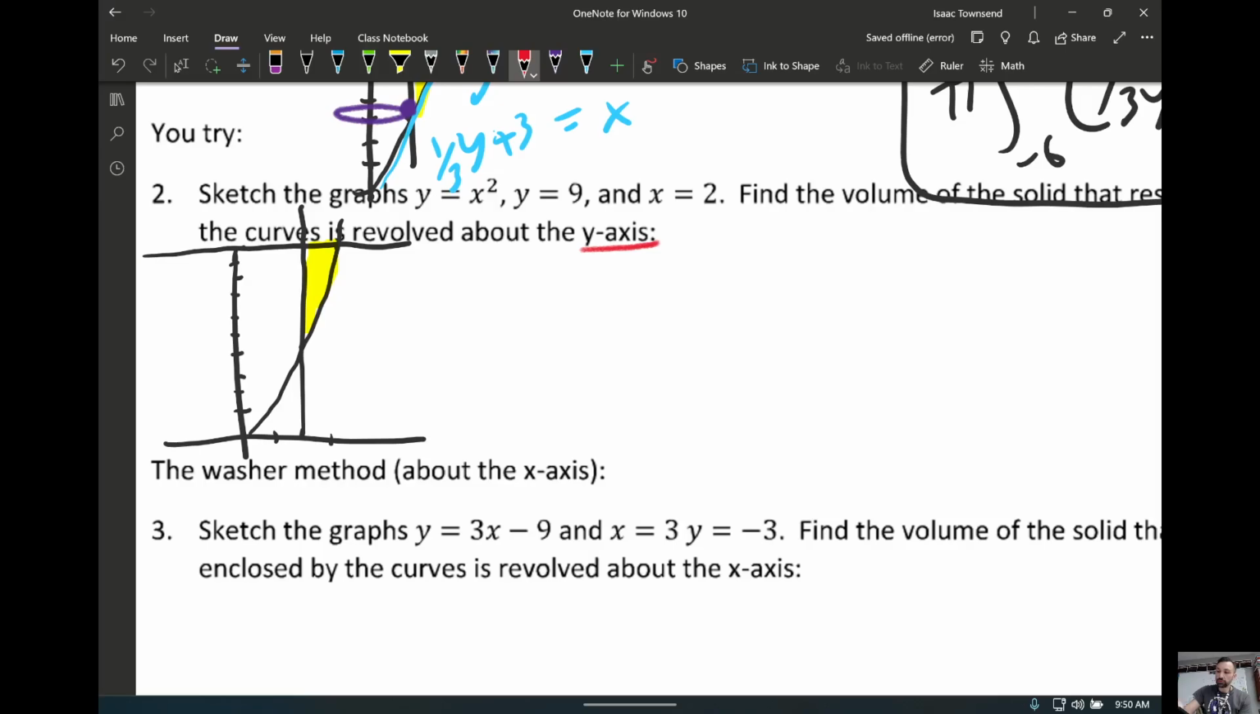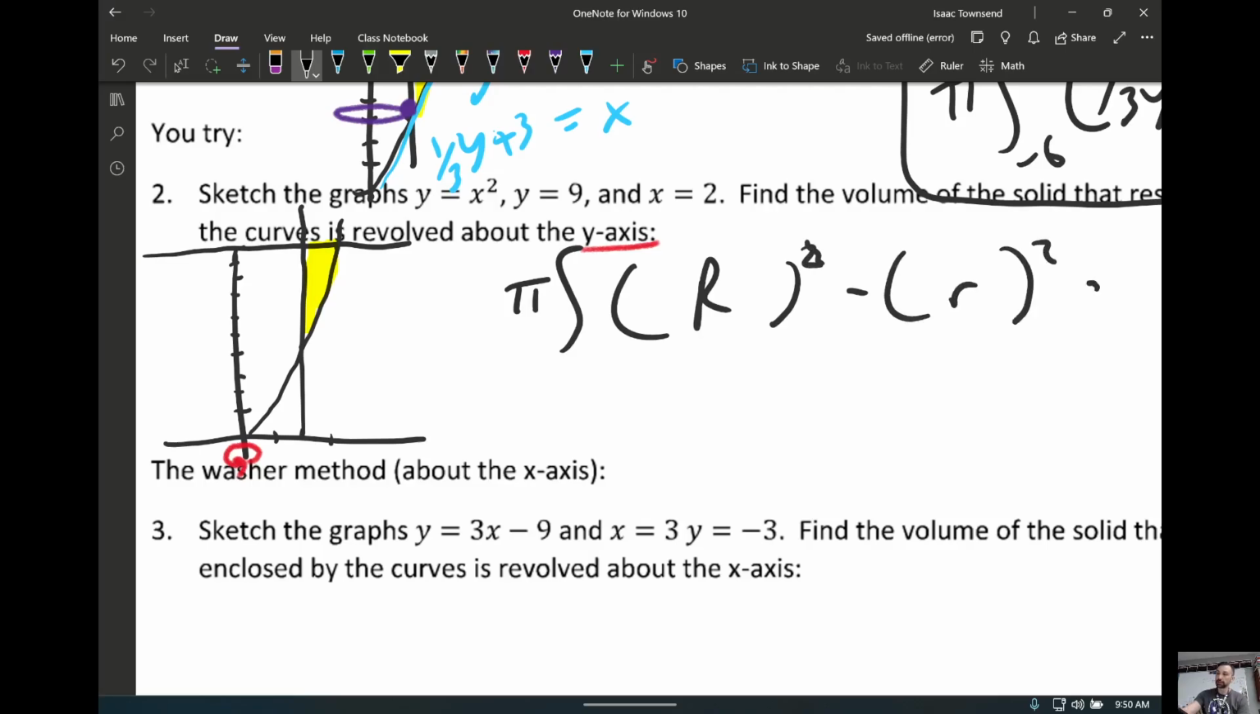But you should have tried to rotate this around the y-axis. So I'm just going to do the condensed form. You should have written it as pi big R squared minus little r squared dy. Okay, I know this y value at the top is 9. This y value down here I think is 4. I need to be careful. It's when x is 2 and y is x squared, so that is 4.